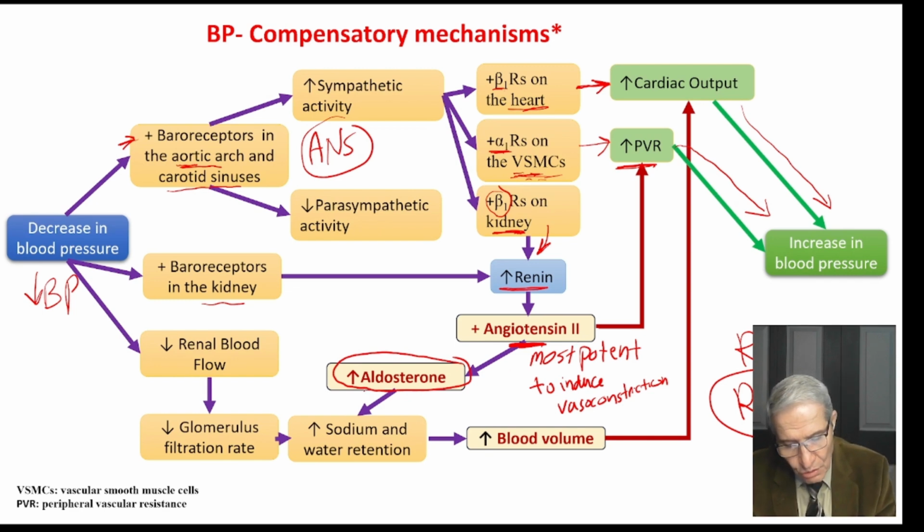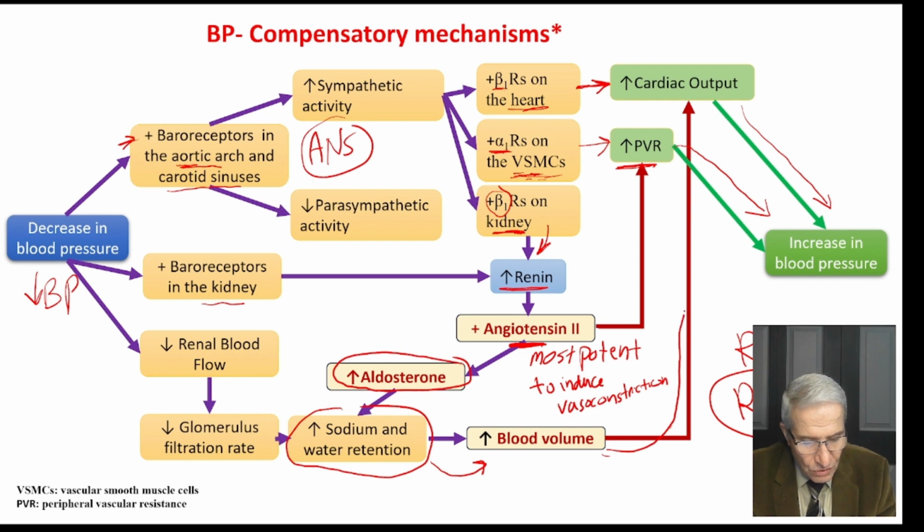Aldosterone: increased release of angiotensin 2 also increases release of aldosterone. The main action of aldosterone is to retain water and sodium. Retaining water and sodium will increase blood flow, which will lead to increased cardiac output. If you move with this arrow here, increasing cardiac output will lead to increased blood pressure. So you can see the cascade here on this graph. All this information is very important for us.